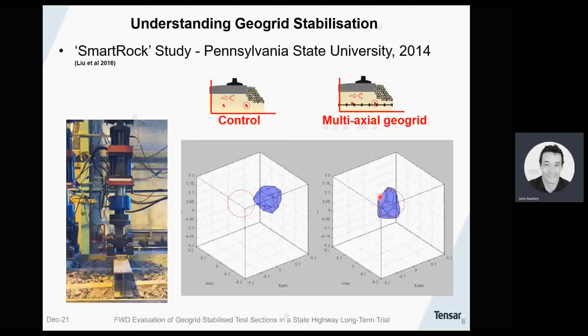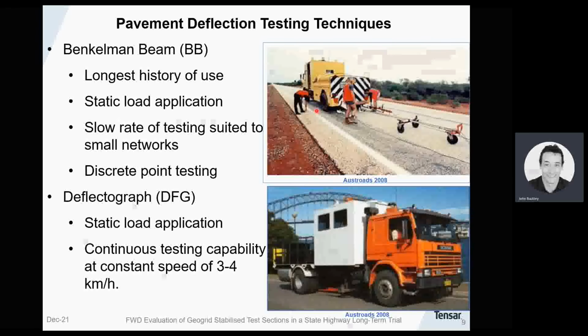Okay, so now this completes the section on geogrid stabilisation. The next part of the presentation will involve information on pavement deflection testing techniques. One of the traditional techniques is Benkelman beam testing. It's got a long history of use and it applies the load statically. It is quite slow, so you can't really afford to use it to test very large networks. It also involves discrete point testing, but it is commonly used.